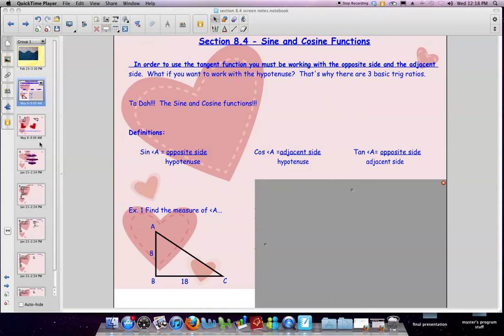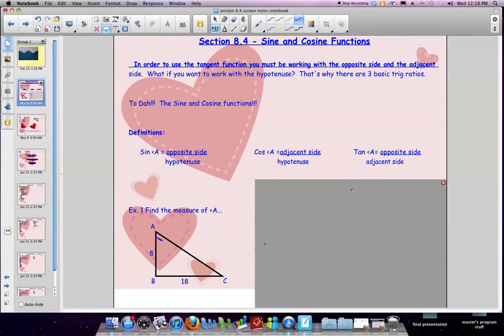Okay, so to begin our lesson, the first thing we're going to look at is if I wanted to find the measure of angle A. So the angle measure of A is what I'm looking for. I'm still going to figure out what sides I'm working with. What relationship does the 18 have to the x? It's the opposite side. And what relationship does the 8 have to the x? Well, it's not the hypotenuse. It is next to A, so therefore it's the adjacent side.